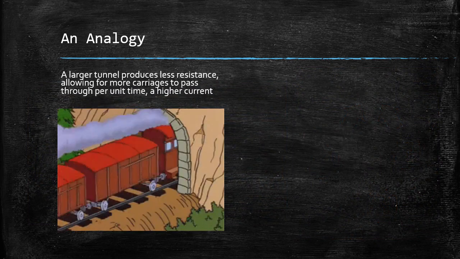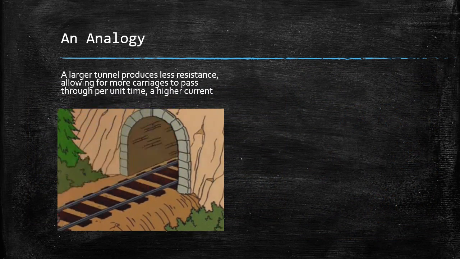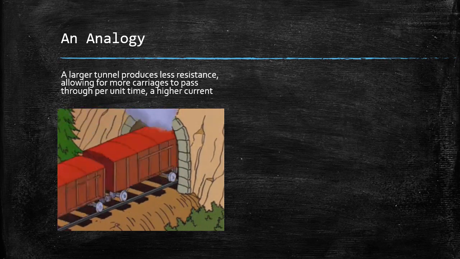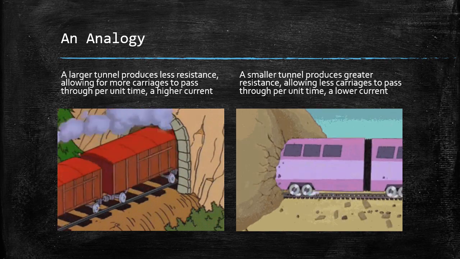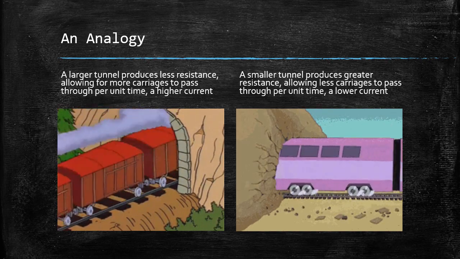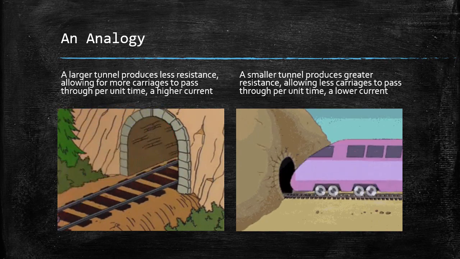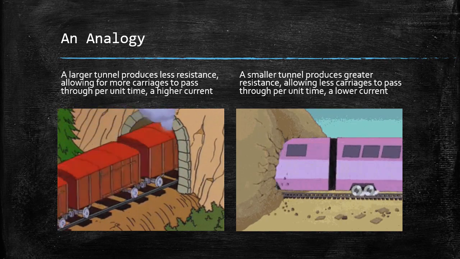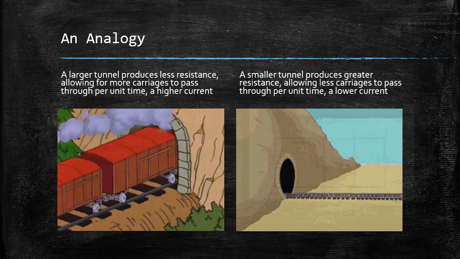Since the larger tunnel produces less resistance, it allows more carriages to pass through the tunnel per unit time, a higher current than the smaller tunnel, with greater resistance allowing less carriages to pass through per unit time, a lower current. As we can see, when the current divides, the path with the least resistance will have a greater current than the path with the most resistance, an inverse relationship to the resistance in each branch.